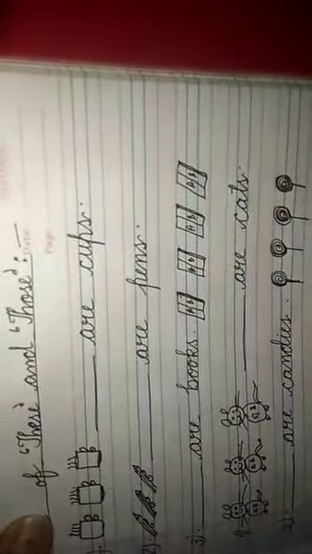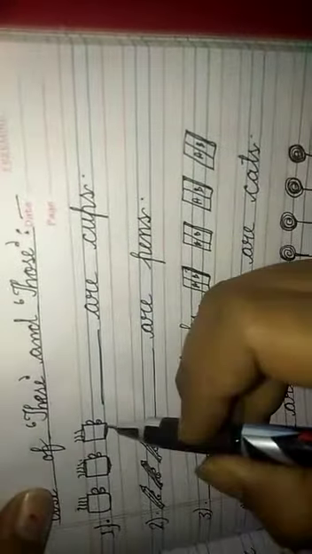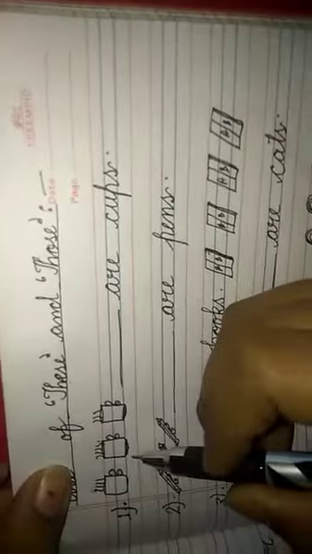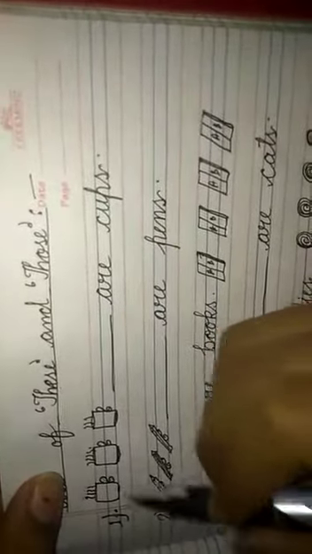So let's do some exercise here. All the objects which I have given here are plural. So we only have to put in these and those. Cup. More than one cup. 3 cups are here. Far or near? Near to us. And for near, these.